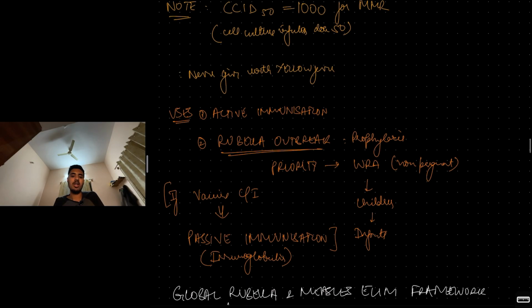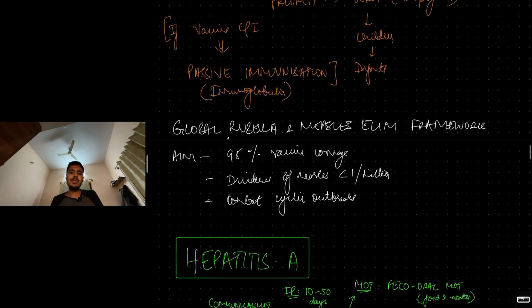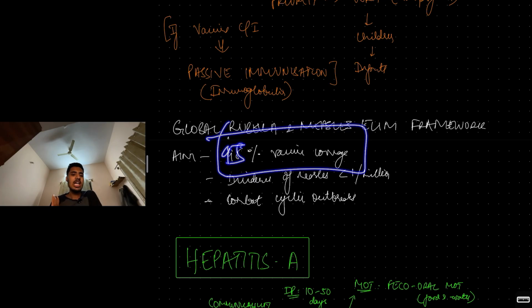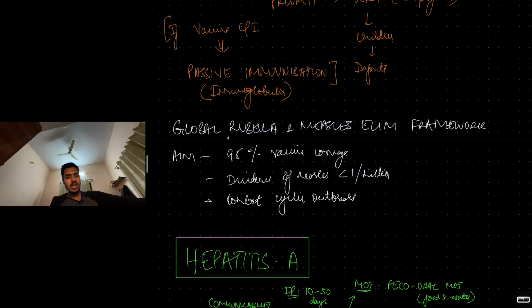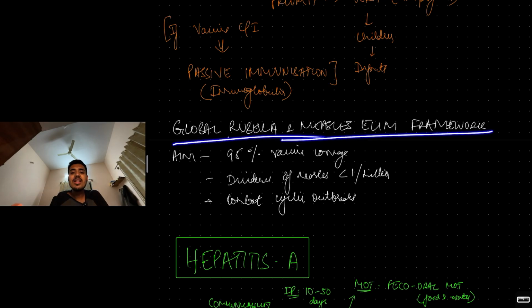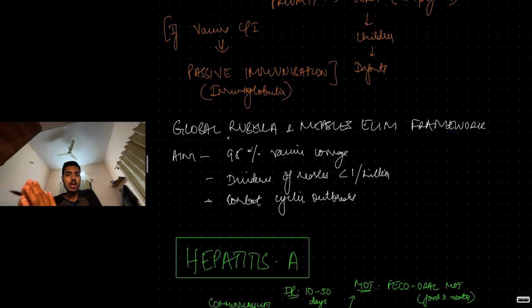Understood? So that is why we have something known as the global rubella and measles elimination framework. It aims to have 95% vaccine coverage, 95% of the population covered by MMR vaccine, incidence of measles less than 1 per million, and also combat cyclic outbreaks of rubella and measles. So these are 3 aims of the global rubella and measles elimination framework. That is it for the rubella short video.